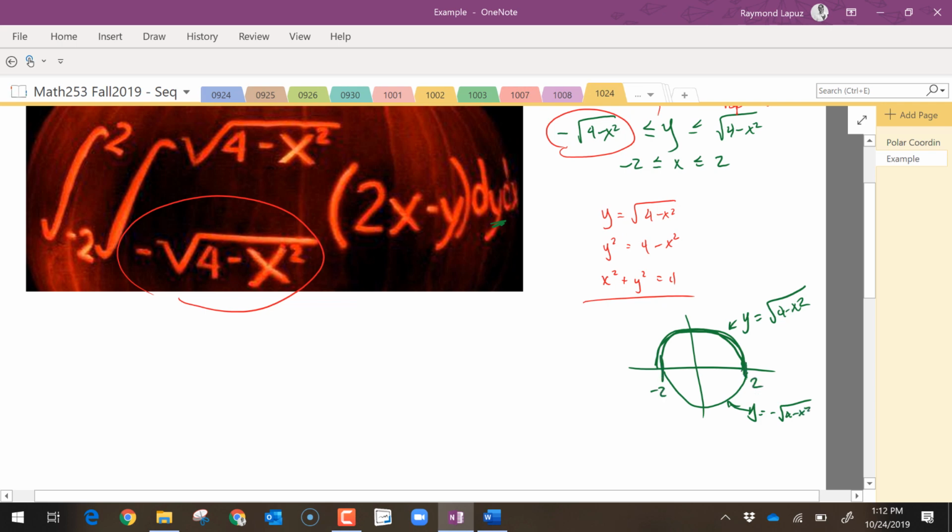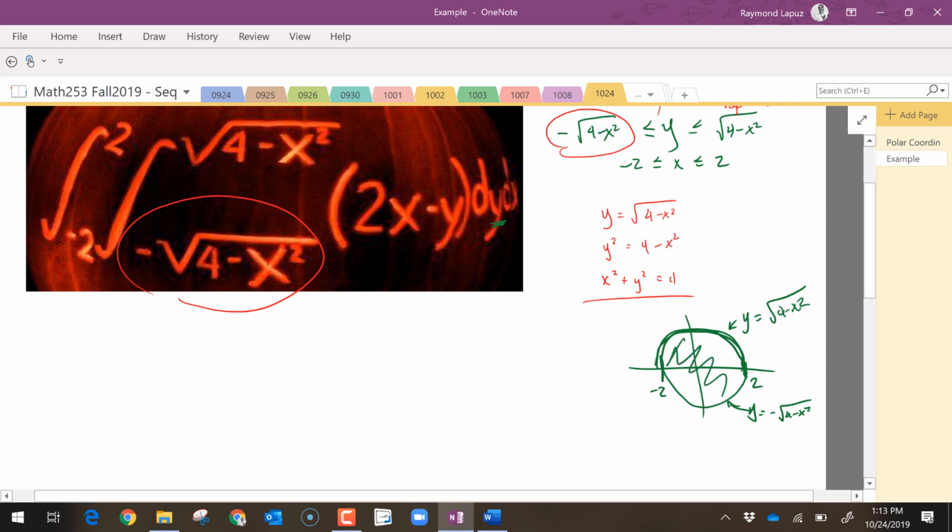And sometimes the outer limits might go from 0 to 2, in which case it's only half of a circle. Or sometimes your inner integral might go from 0 to the square root of 4 minus x squared, in which case that's the top half of the circle. And then you can figure out how to work that out appropriately.